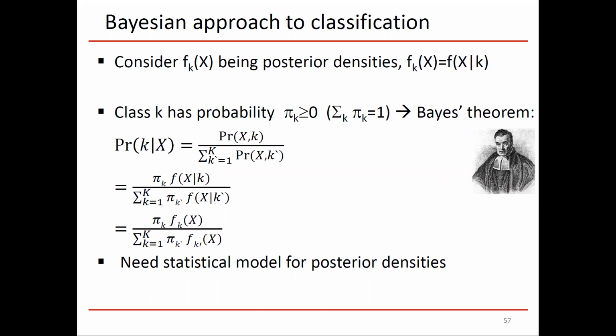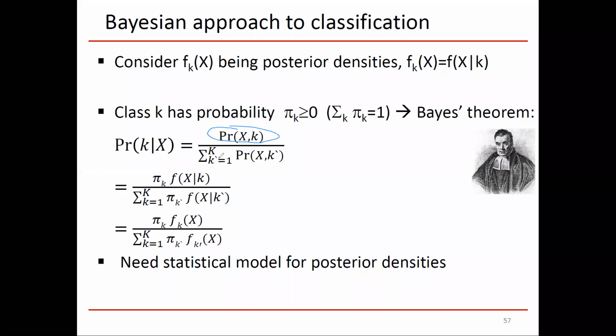And Bayes' theorem informs us that the probability that, conditioned on observing data x, we're in class k is, in the numerator, the probability of x appearing jointly with k. And in the denominator, we're summing over all the k primes, not necessarily k, but including k, from 1 to capital K, the total number of classes, over the joint probability of x with k prime. Now, what is the probability of x occurring jointly with k? It's pi k, the prior, multiplied by the density of x conditioned on k.